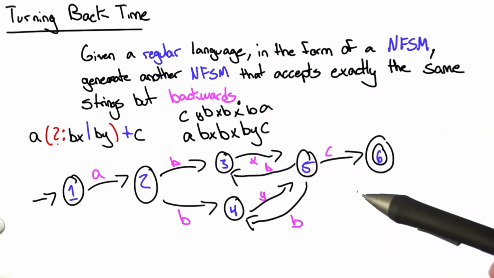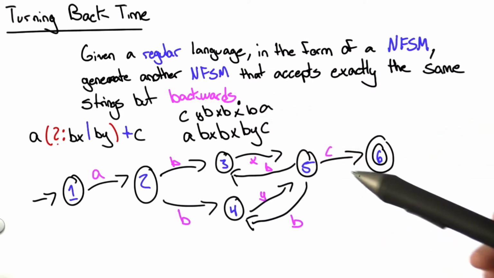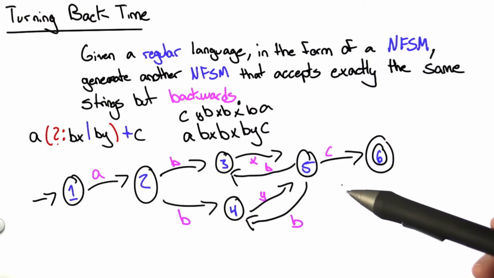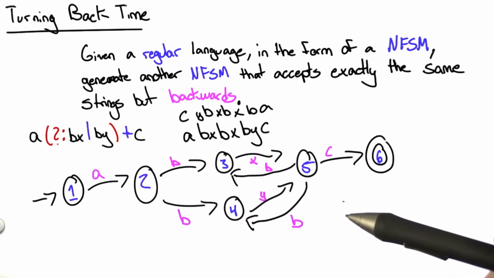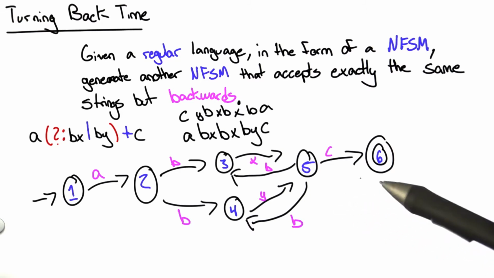Our strategy for doing that is going to be basically reversing all of the edges in this finite state machine to go the other direction, and finishing it off by changing the start state with the accepting state.